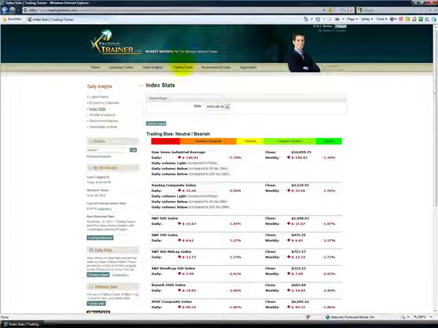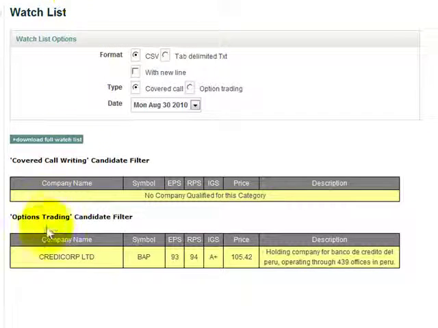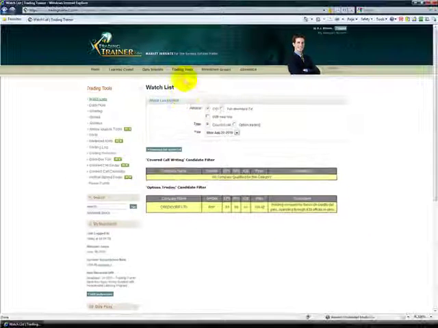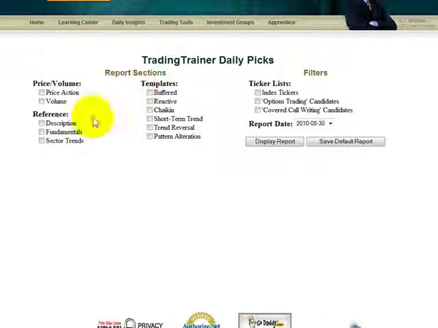Let's take a look at what our trading tools are telling us with our watch lists. We have a ticker identified by our option trading candidate filter that's new to us. And what we're going to do is take a look at this ticker and take a look at the patterns it's formed as well as the liquidity and see if tonight it deserves to be on our watch list. In the meantime, let's go ahead on to our daily picks report generation tool and let's use it to get a closer idea of what volume and trends are with respect to our indexes.